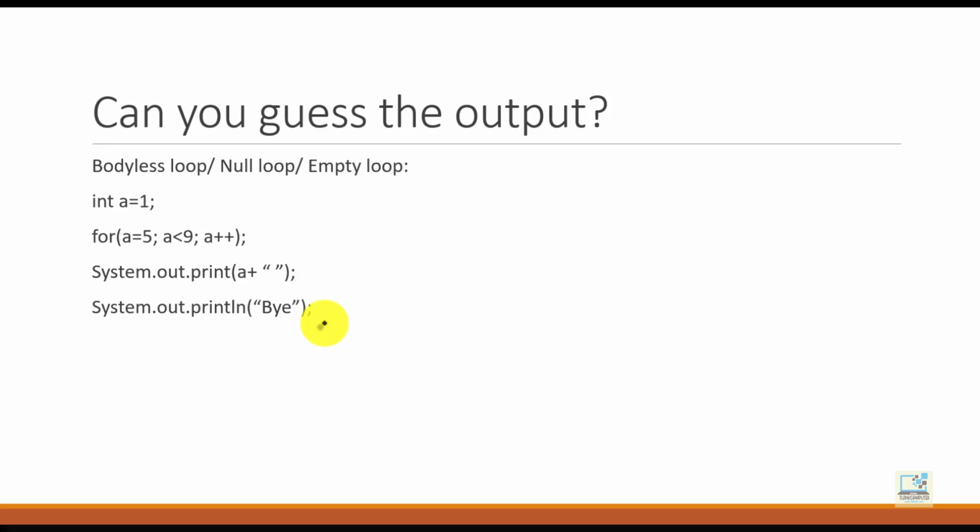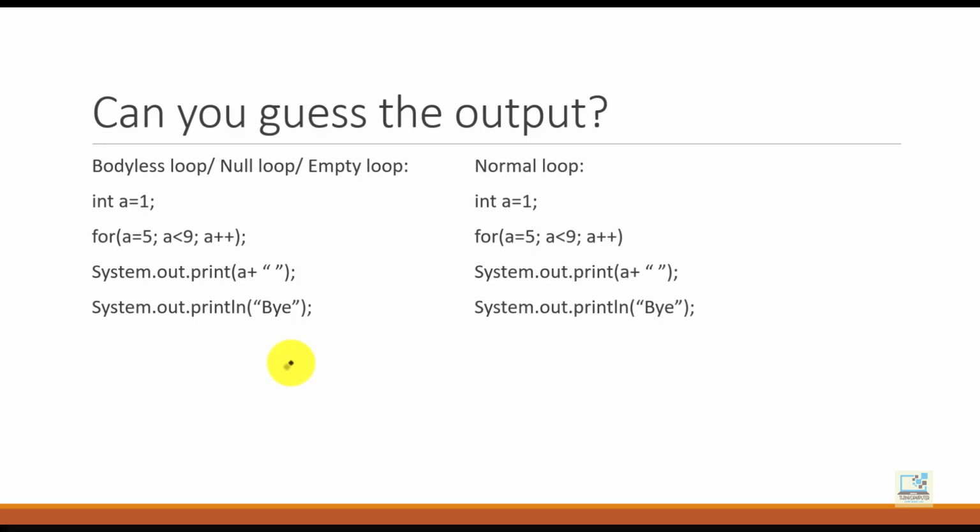Well, this is actually a special type of loop called a bodiless loop, also known as a null loop, also known as an empty loop. I want you to notice this part. Did you notice something there? A semicolon, isn't it? Now, see this example. So this is a normal loop and this is a bodiless loop, null loop or empty loop, right? What's the difference? This is the difference. Look, over here and over there. Do you notice there is a semicolon in this part which is not present in the normal loop? So that is the difference.